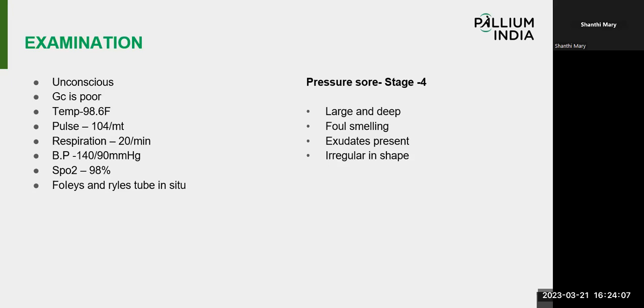On examination, patient was unconscious, GC poor, temperature normal, pulse rate 104 per minute, respiration 20 per minute, BP 140 by 90 mmHg, SpO2 98%, Foley's catheter and Ryle's tube in situ. And pressure sore stage 4, large and deep, foul smelling, exudates present, irregular in shape.